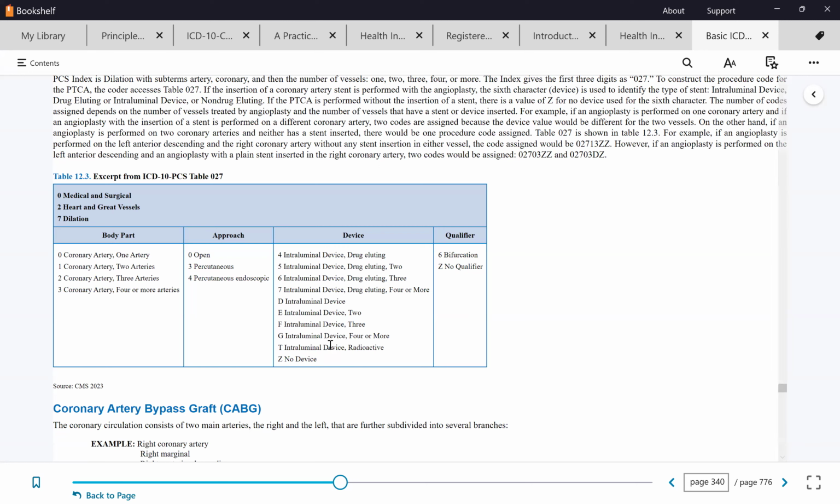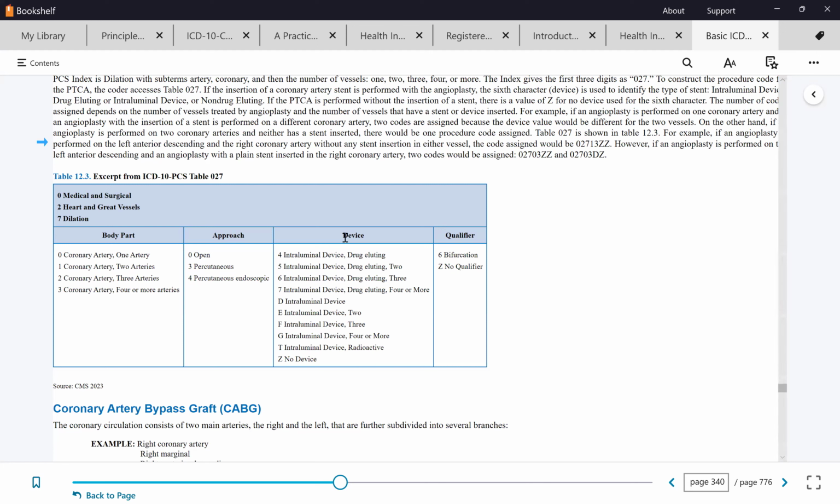Note that it's 02, medical surgical, 2 being heart and great vessels, and 7, dilation. Now it's where it gets interesting. Can be all different types of things: coronary artery, 1 artery, 2 artery, 3 arteries, 4 or more, open, percutaneous, percutaneous endoscopic, and then where a lot of people go wrong is over here.